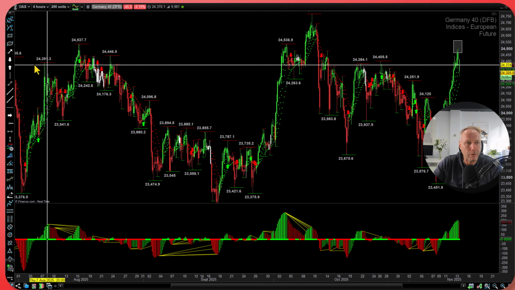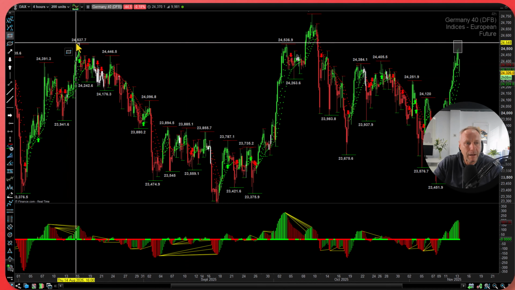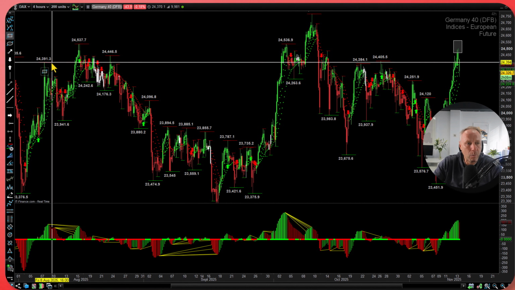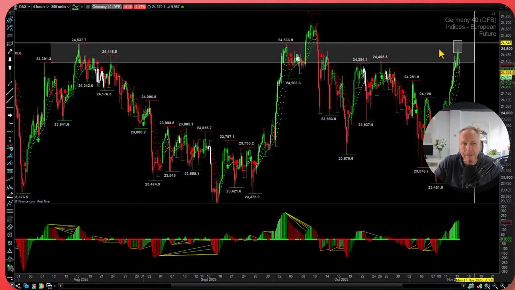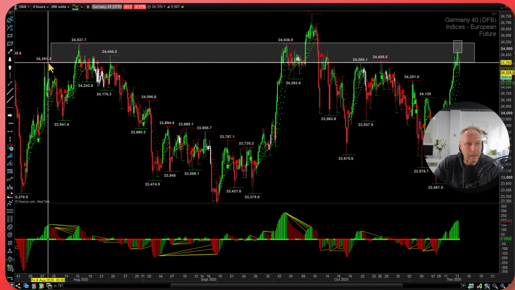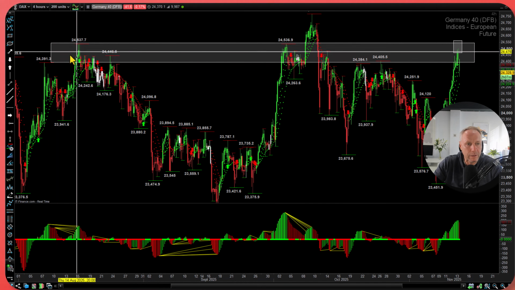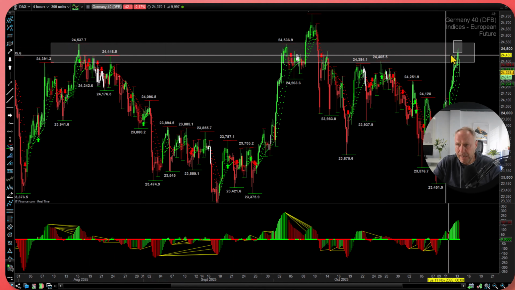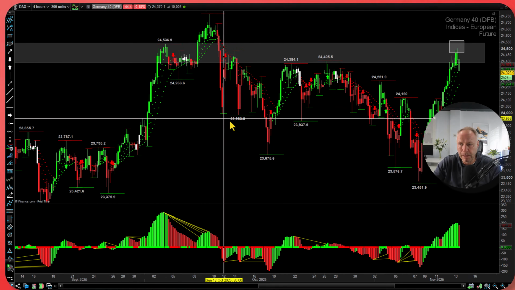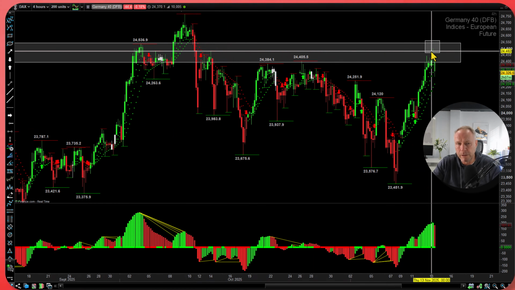So what I like to do, I like to find a band. I like to find an area where price has reversed before, okay, and two touches. Look, you can see here a reversal, reversal, reversal. So in this price band here, I can see that this area here is of interest to me, and it projects its way forward over here.